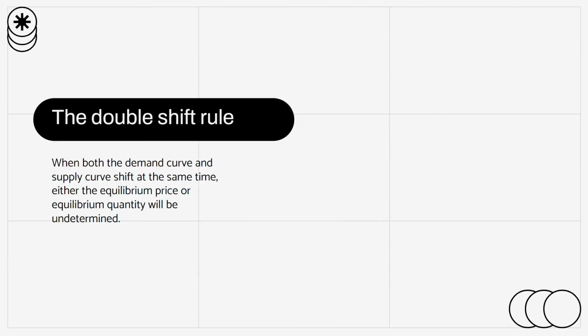Now the double shift rule. What happens if both of the curves shift? Well, that's when either the equilibrium price or the equilibrium quantity will be undetermined. It'll be impossible without actually seeing the graph to know what will happen in the market. But a general rule of thumb is that if the demand curve shifts down and the supply curve goes up, the quantity will be undetermined, but the price we know for sure will go down. On the opposite side, if the demand curve shifts right and supply goes left, the quantity is still undetermined, but we know the price will go up for sure.